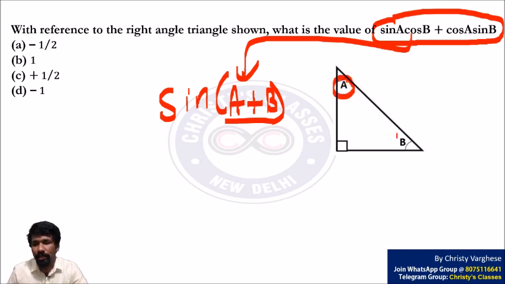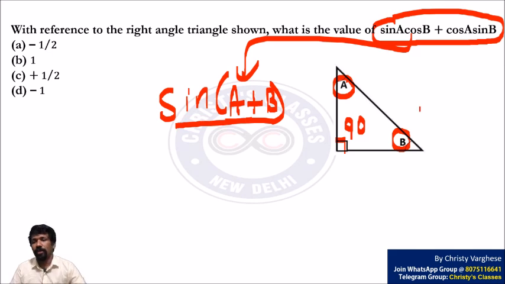Now, look at the triangle. This A plus B you have to find. You know that this is 90 degrees because this is clearly told to be a right angle triangle. And you know the angle sum property. Now it is all about geometry once you know this. Sin A cos B plus cos A sin B is sin of A plus B.